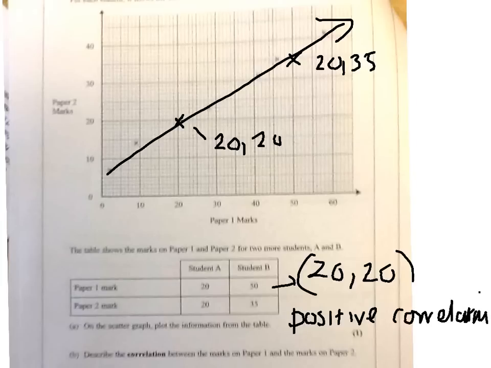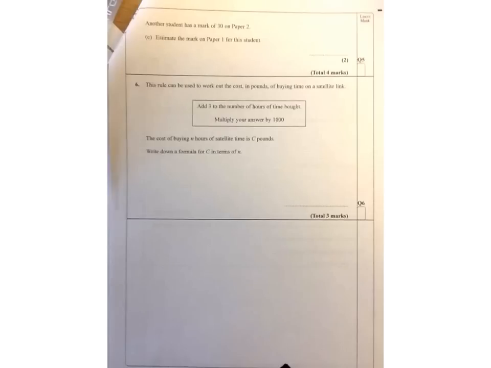There we are. Now if we have a mark of 30 on paper 2, we come across to where I've drawn the line and come down, and it looks like the paper 1 mark would have been 40. So we can put the 40 here. Remember we got the answer from the previous page.